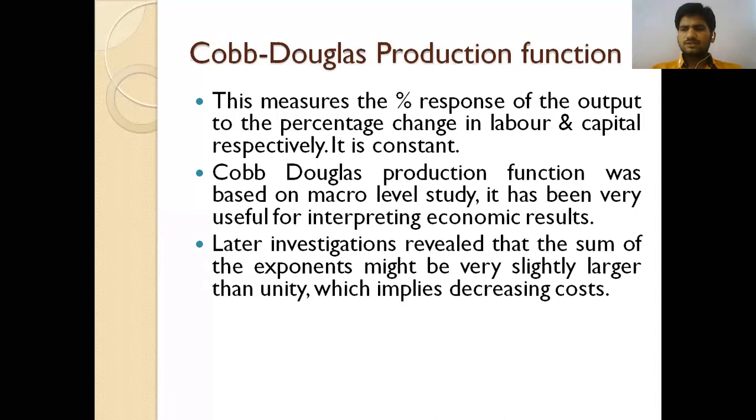Once it is revealed, the sum of the exponents may be very slightly larger than the utility. If we are continuously using this production function, when we make some changes in the labor and capital respectively, there is no change in the production. That is the final output; we don't have any changes. If it is going to be like that, then we have a decreasing cost of the product. So that is one use of this Cobb-Douglas production function.